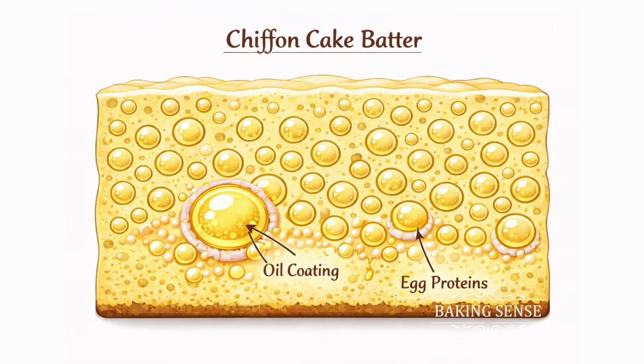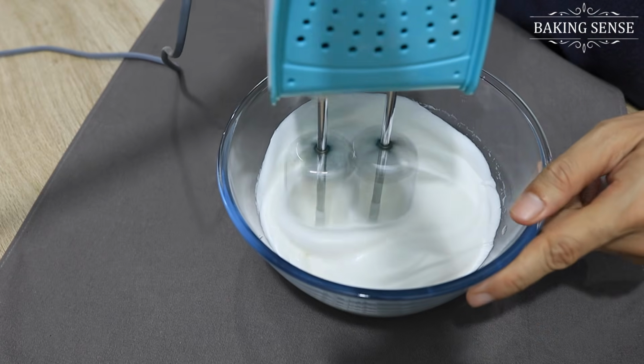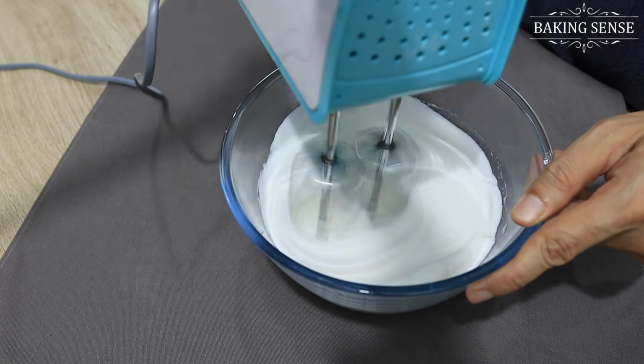In foam science, lipids at the air-liquid interface can change how bubbles resist coalescence and collapse. In chiffon batter, the added oil interacts with the protein-stabilized air-liquid surfaces, which contributes to more even, stable bubbles and finer crumb.